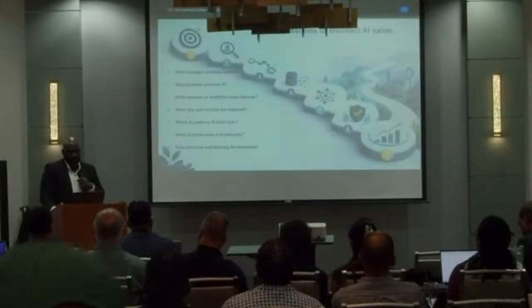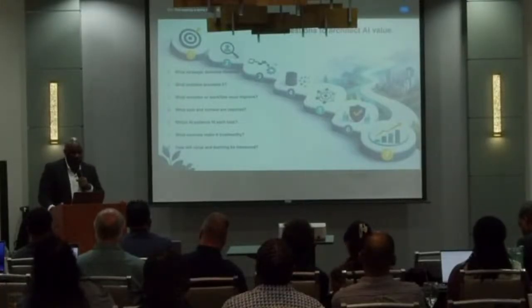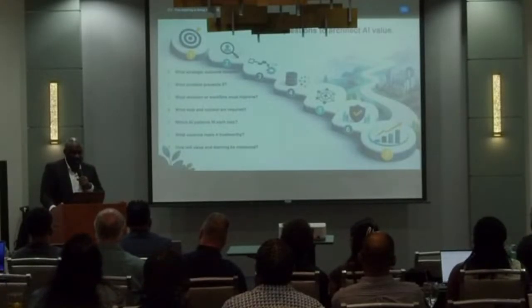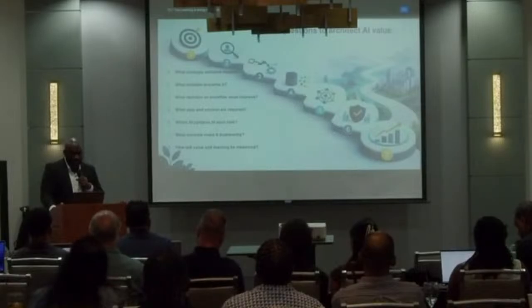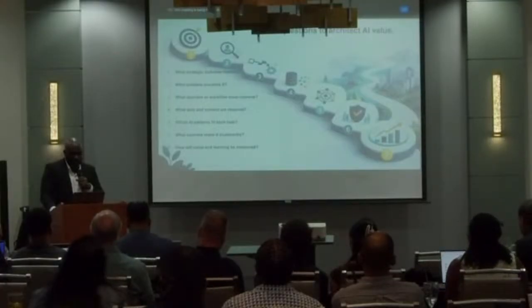So, seven questions to architect for value. Number 1, what strategic outcome matters? If you don't take anything away, please take this away. Number 2, what problem prevents it? Number 3, what decision or workflow must improve? Number 4, what data and context are required? Number 5, which AI pattern fits the task? Number 6, what control makes it trustworthy? Number 7, how will value and learning be measured?